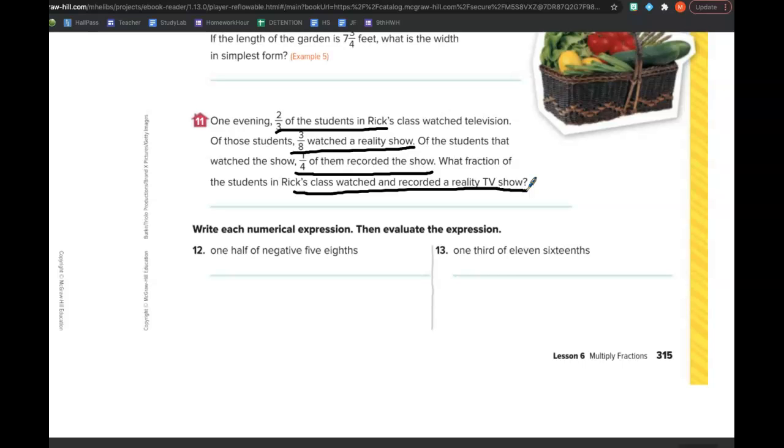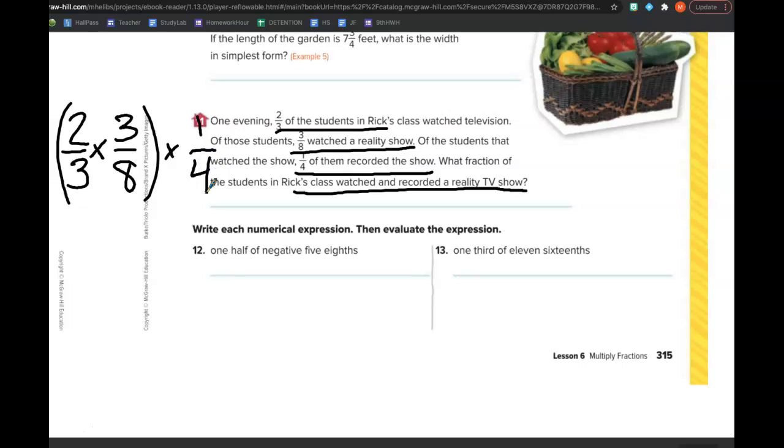So first of all, what's a key word that I kept saying? What does of mean? Multiplying. So let's start by finding if we have 2/3 of the class, of means multiply, that watch, and 3/8 of them watch reality, and of that, 1/4 of them record it. You don't have to, but I like it. You could just put parentheses. But you can't write them next to each other because then it wouldn't look right. You have to put parentheses around each fraction.